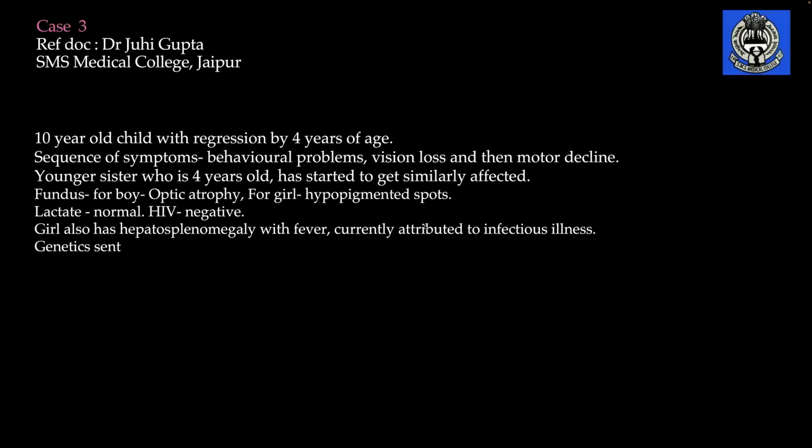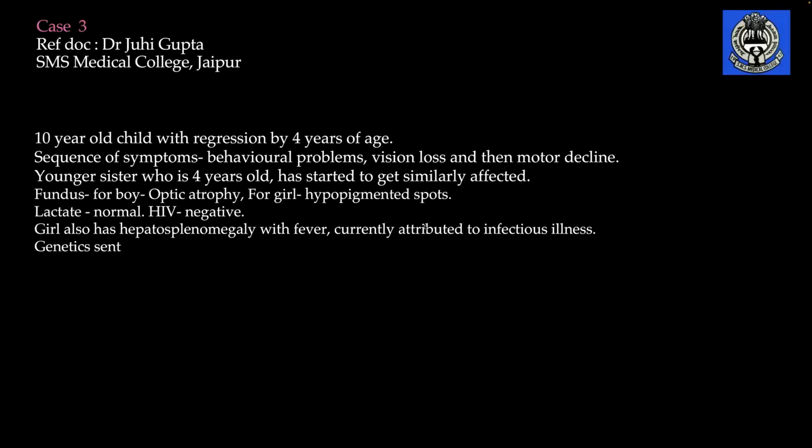The younger sister, who is now 4 years of age, around the time that the boy became symptomatic, has started to get similarly affected. The girl has started to have some vision problems, again more at night, and has started to have some behavioral issues, although there is not much of a motor decline yet. The girl also had some hepatosplenomegaly, but that was with acute fever, so that may not be related.